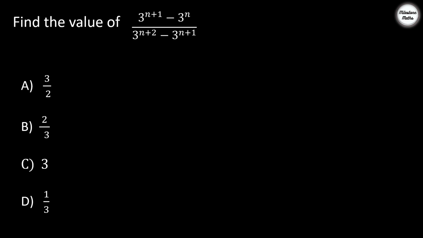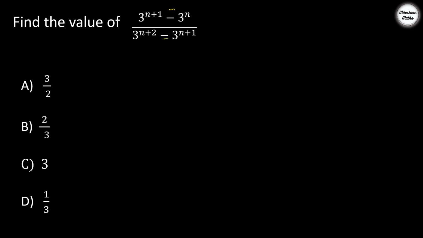So here we have the first question. You can pause the video and find the solution. Let's start now. Here we have a minus sign between these two terms, right? So we cannot cancel up and down. When we have a multiply sign, then only we can cancel. So how can we do this question?